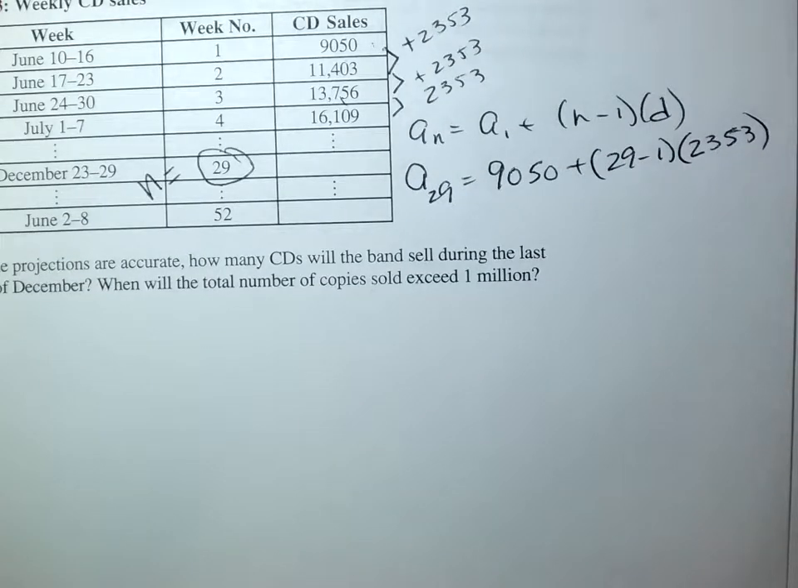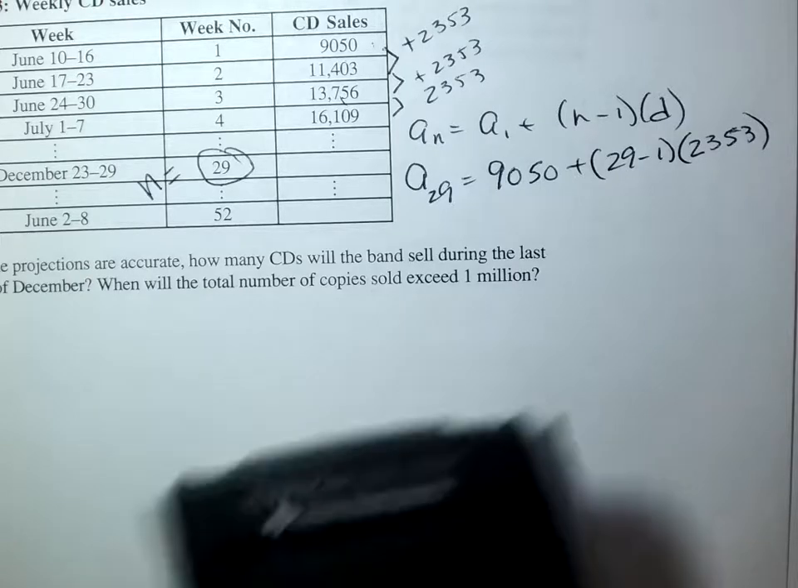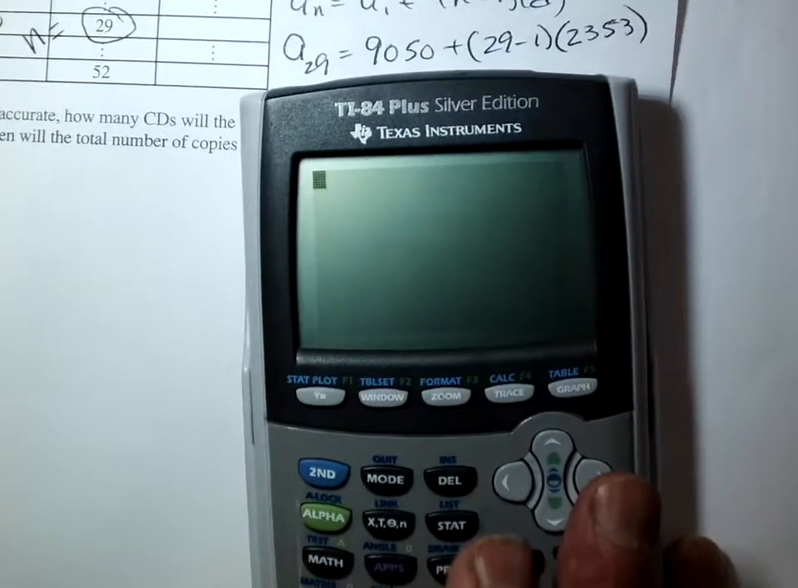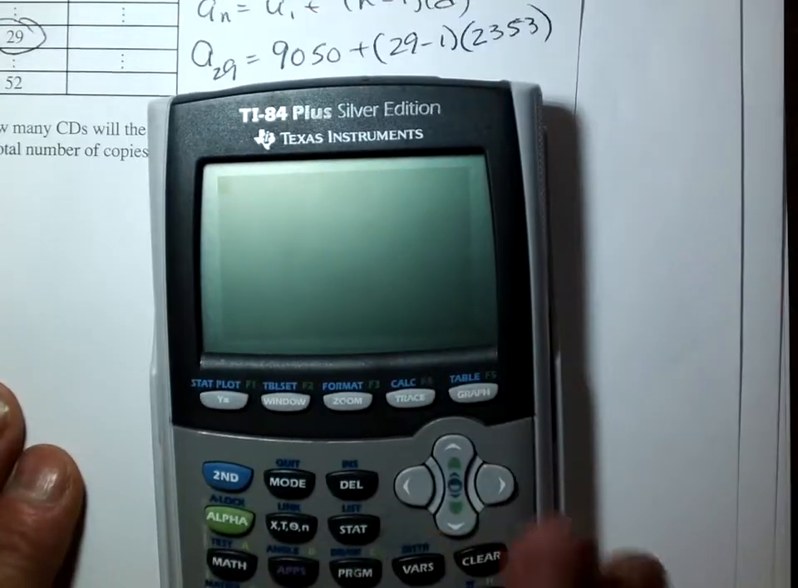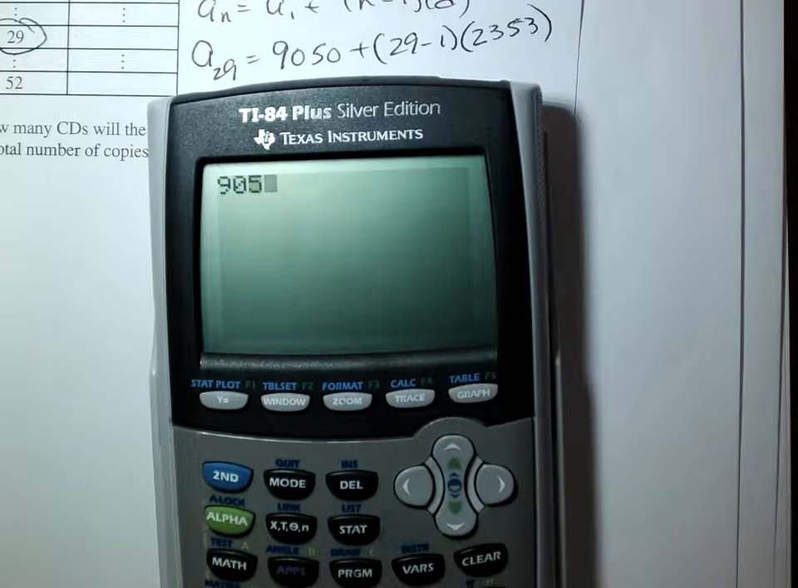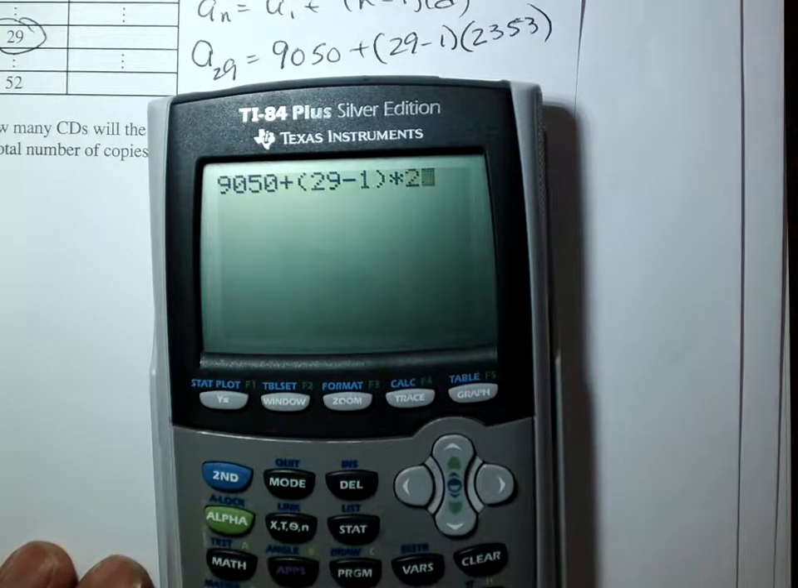Nice job, Ben. Ben already has the answer, but let's do it real quickly on the calculator. I'm just going to go 9,050 plus parentheses 29 subtract 1 times my 2,353. Boom, there's my answer, right? So it's a lot faster. It gets you to that answer quickly without having to keep adding. So it's a good formula, isn't it?